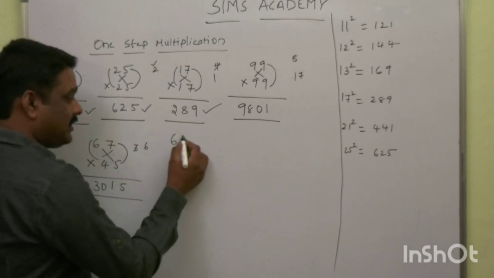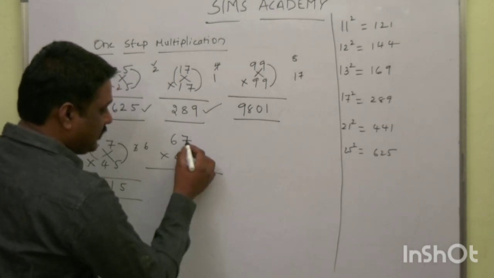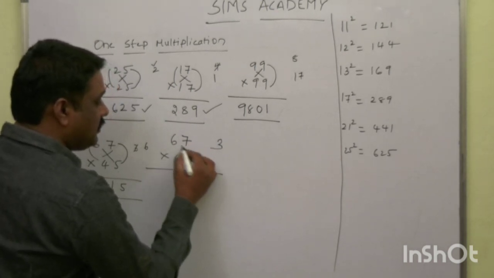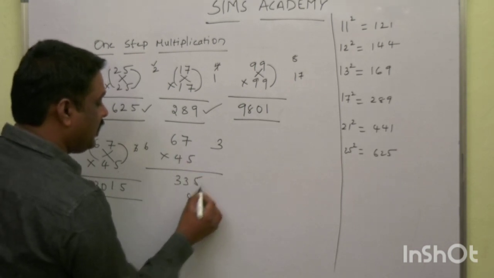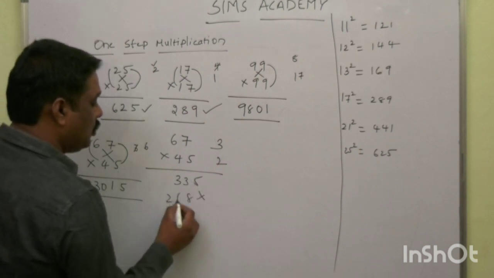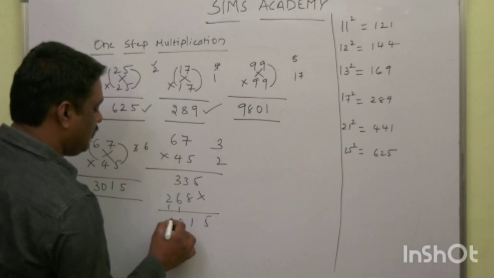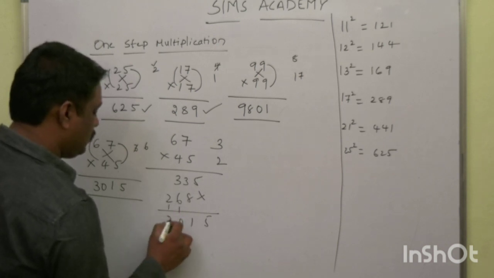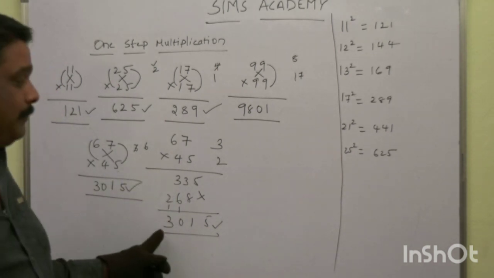Let us calculate in this method. 7 5s 35, 5 written, 3 carried. 6 5s 30 plus 3, 33. Again 7 4s, 28. 6 4s, 24, 24 plus 2, 26. 5, 8 3 11, 6 4 10. This is 3015. You can observe here.